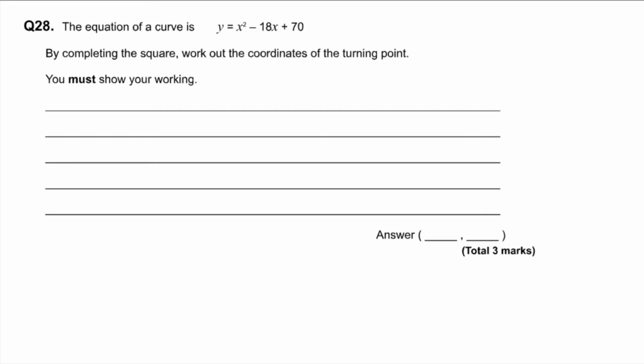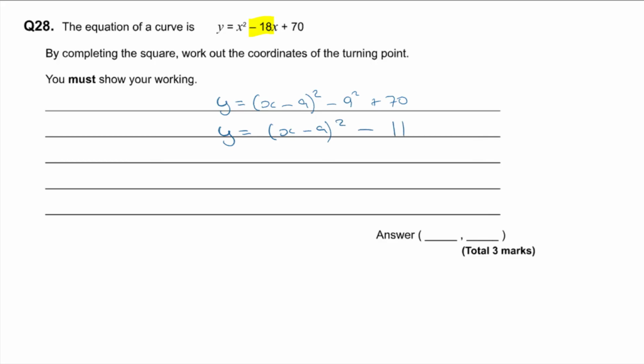Question 28, the equation of a curve is y is equal to x squared minus 18x plus 70. By completing the square, work out the coordinates of the turning point. You must show your working. Okay, so here's my coefficient of x here, it's minus 18. So I'm going to rewrite this in complete square form. I'm going to say y is equal to x minus 9 all squared minus the square of 9 plus 70. So the square of 9 is going to be 81. So if I take 81 away from 70, that leaves me with minus 11 then, doesn't it? So that's going to be y is equal to x minus 9 all squared minus 11.